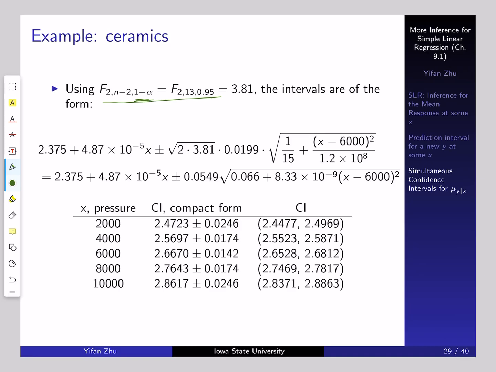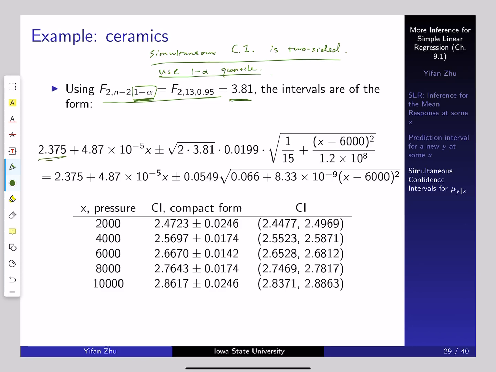This is one thing you need to be very careful about. The simultaneous CI is two-sided, but the quantile we use in the F distribution is the 1 minus alpha quantile. So it's not like the two-sided confidence interval we did for each mu of y given x. If it is two-sided, we use the 1 minus alpha over 2 quantile for the t distribution. Here it is two-sided, but we still use the 1 minus alpha quantile. And this number is 3.81.